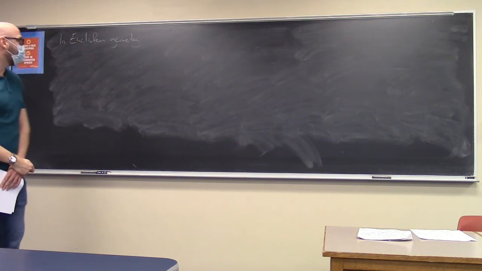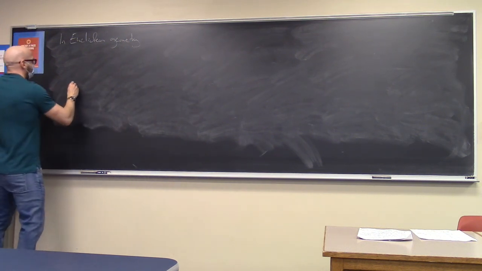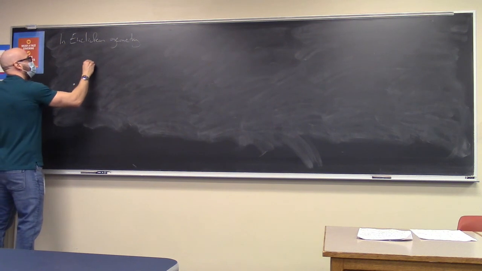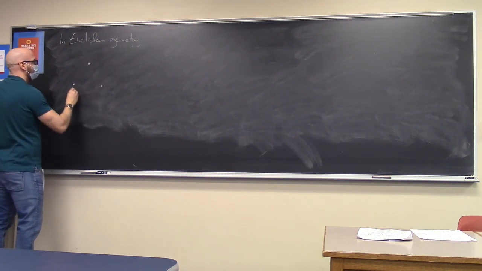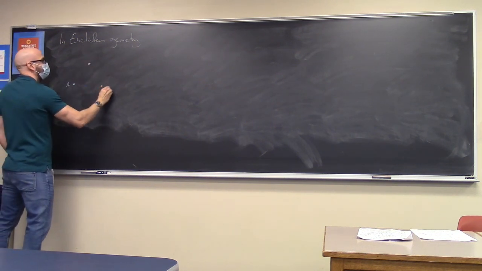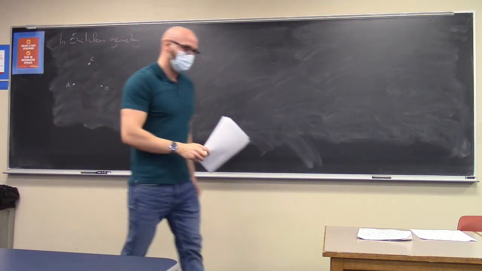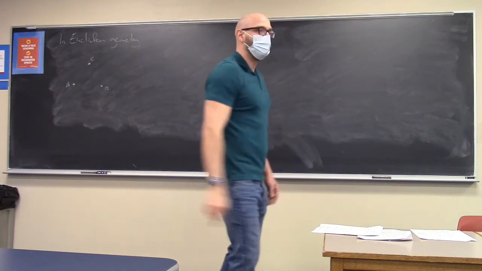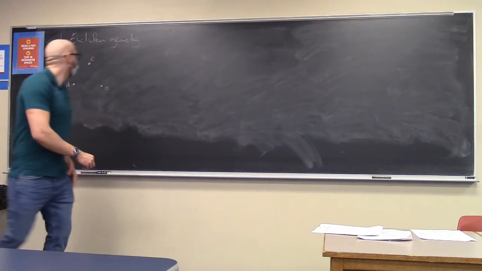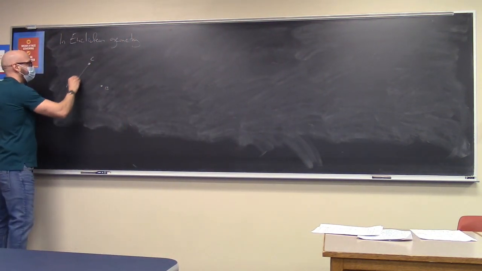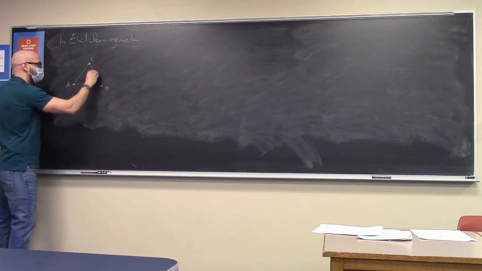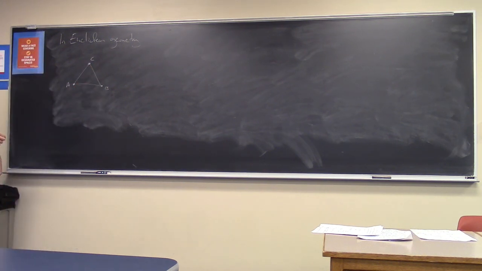In Euclidean geometry, if I have a triangle ABC, let's see how much geometry 1 you guys remember. What is the circumcircle of a triangle? The circle that goes through all 3 points. Where is the circumcenter? How do you find that?